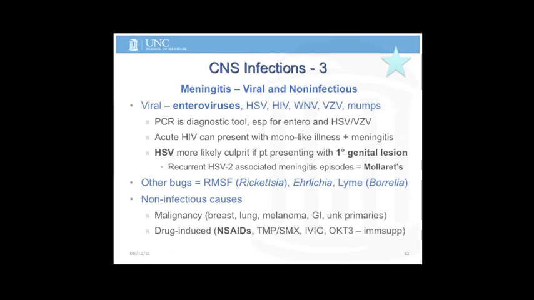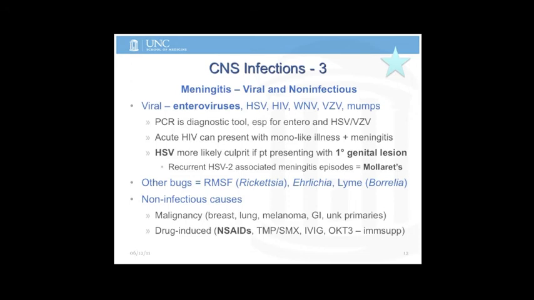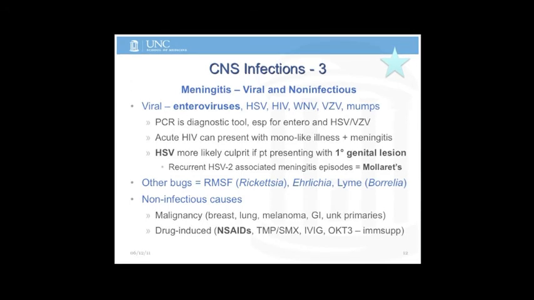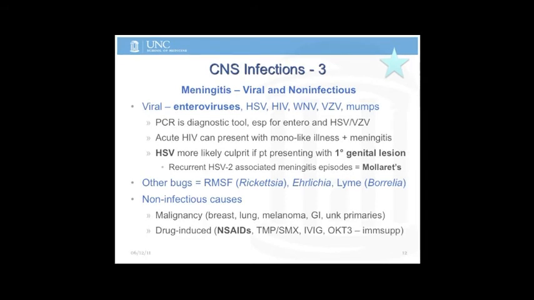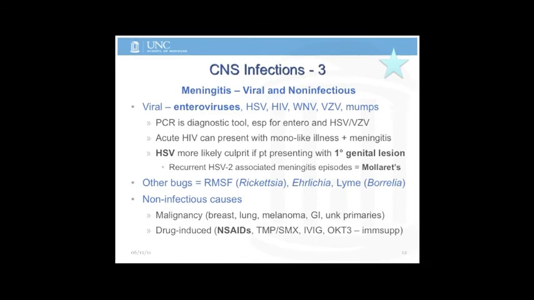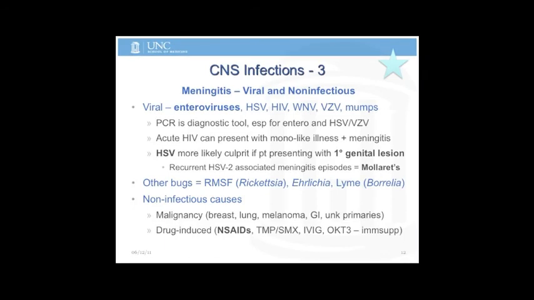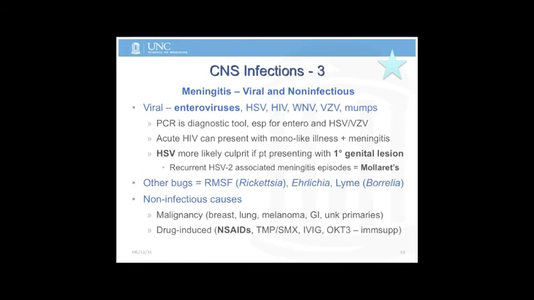Okay. Other bugs that do meningitis: RMSF can do it. Any of the spirochetal diseases, so Borrelia, syphilis, I didn't put it on there, but syphilis can do it, and ehrlichiosis can do it as well. And then also just remember non-infectious causes, the most important ones being malignancy and drug-induced. So if somebody's downing lots and lots of NSAIDs for something, they come in with a pleocytosis and meningitis type stuff, it could entirely be NSAID-induced. Bactrim can also do it, IVIG can do it.